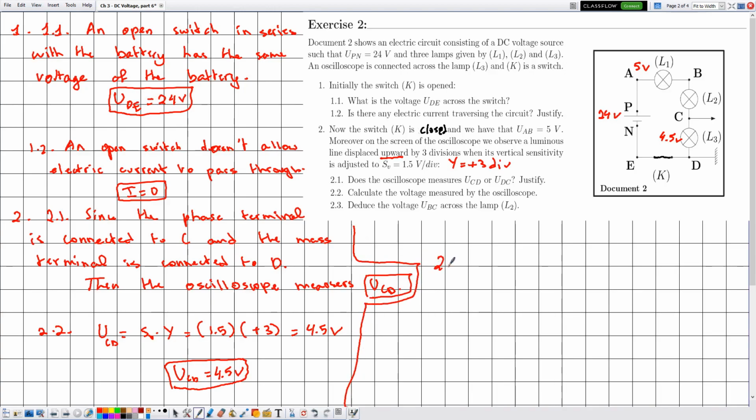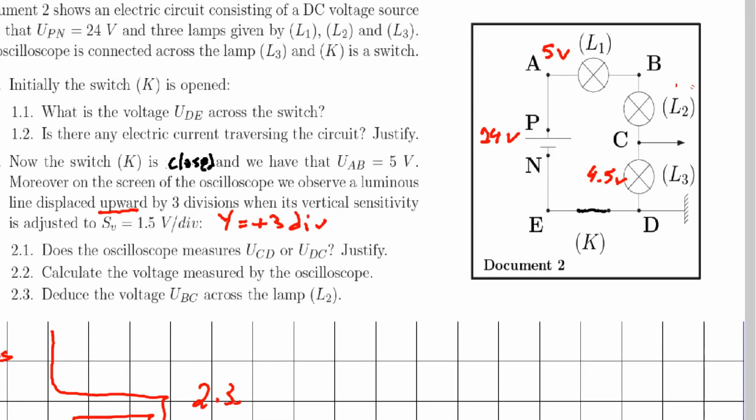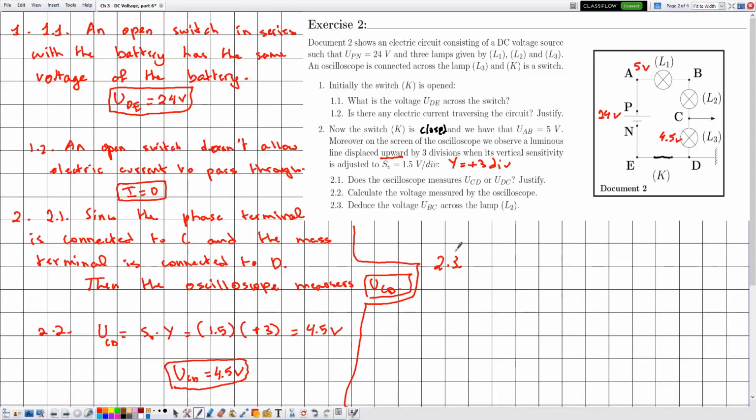And indeed, if we refer to the electric circuit, we know the voltage of the battery, voltage of the lamp L1, and the voltage of the lamp L3. The only unknown voltage is across the lamp L2, which is given by UVC, and this can be calculated using the law of addition of voltages.